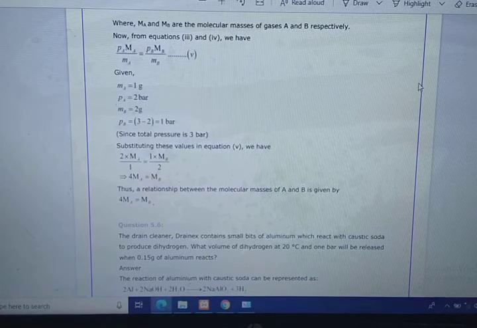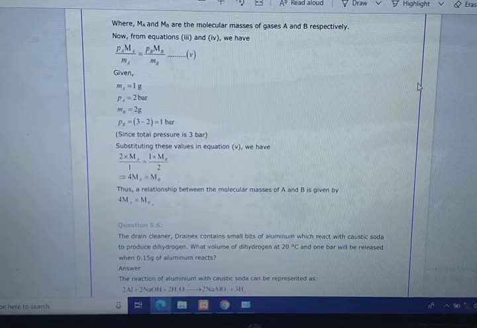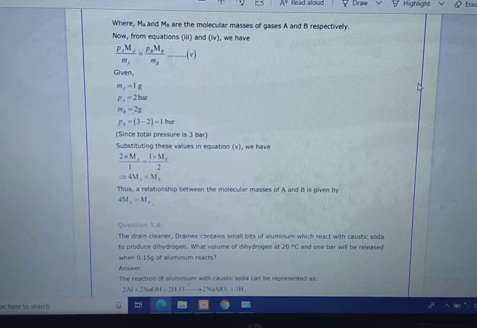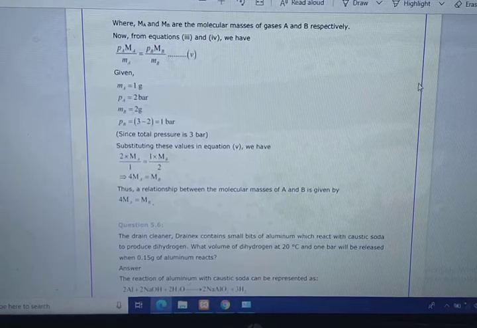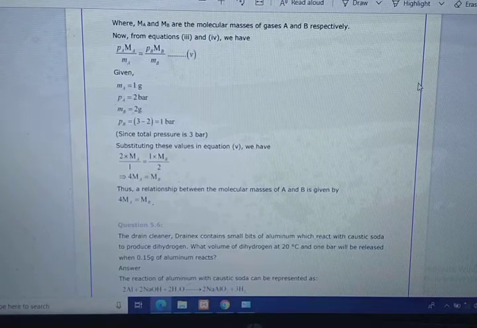Now we are moving towards question number 6. The drain cleaner, Drain-X, contains small bits of aluminium which react with caustic soda to produce dihydrogen. What volume of dihydrogen at 20 degrees Celsius and 1 bar will be released when 0.15 gram of aluminium reacts?